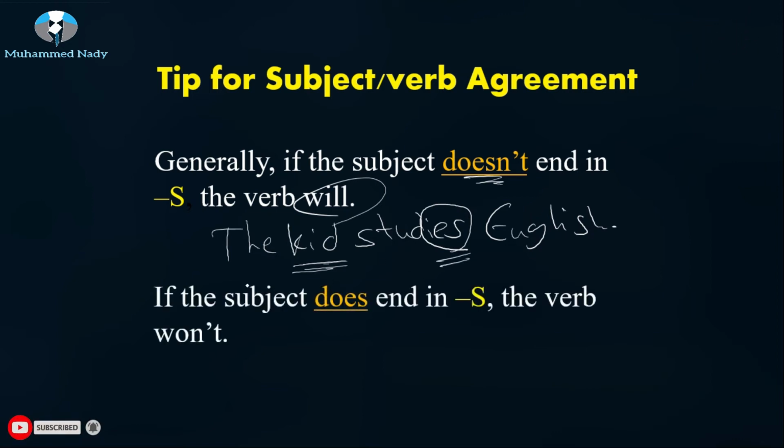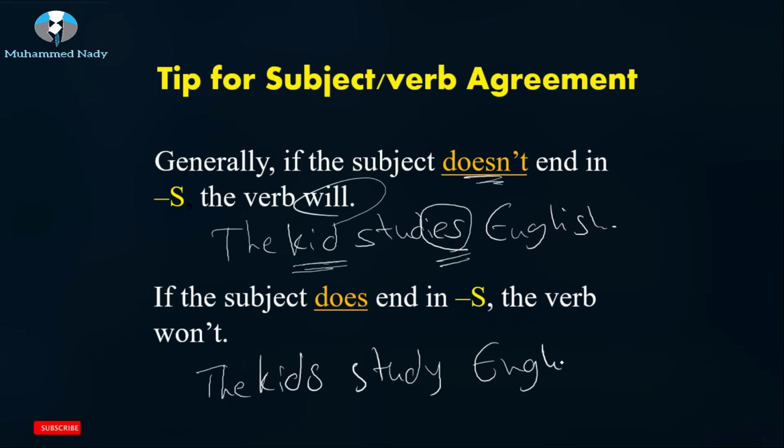The second one says, if the subject does end in an S, so the verb will not have an S. So it's the same example when we say that the kids study English. Did you notice that here the subject, it has an S, so this one doesn't have an S. So that means that we should use one S in each sentence. It could come with the subject or with the verb. It doesn't come with both.